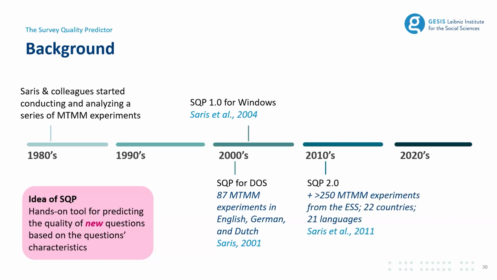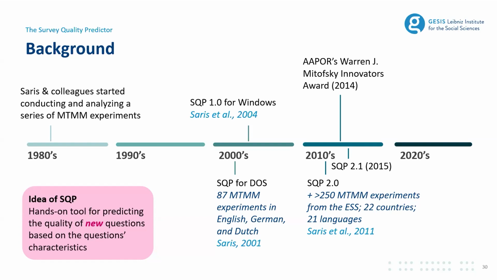And then again, a few more years later, in 2011, SQP 2.0 was released, which did not only include these 87 MTMM experiments, but an additional roughly 250 MTMM experiments that came from the European Social Survey. And now the prediction algorithm was no longer based on linear regression, but on machine learning methods, very specifically a random forest model. And now the software was able to do this prediction for 22 countries and 21 languages. It was also awarded the APERS Jerzy Mączyński Innovators Award. And then there was a small usability makeover.